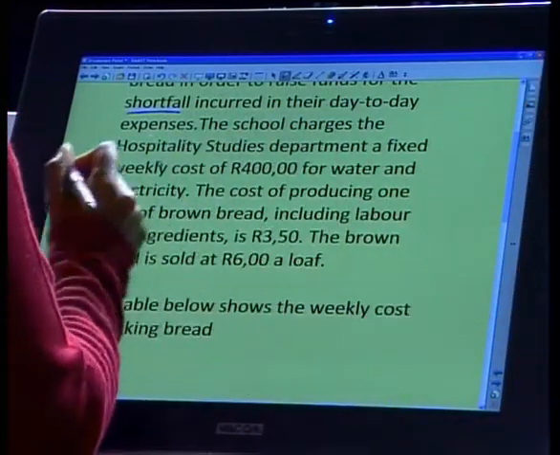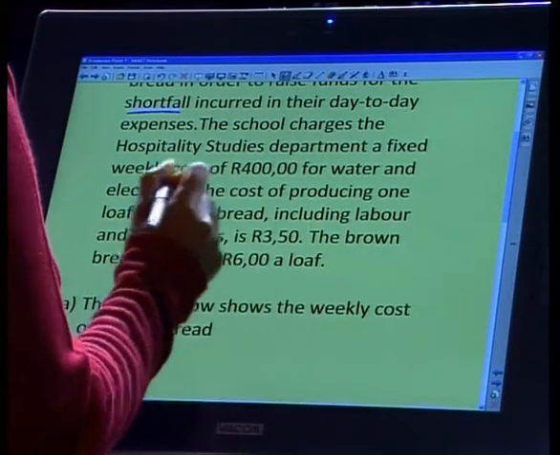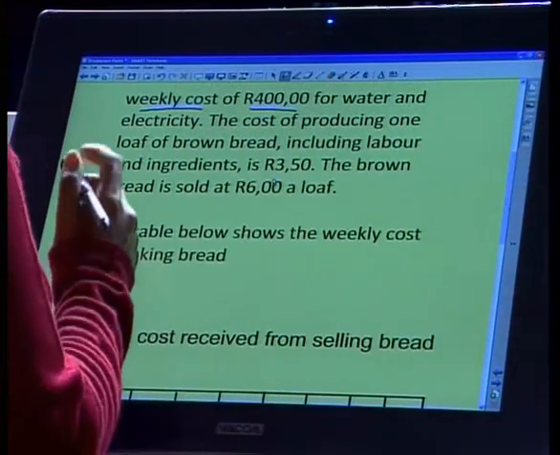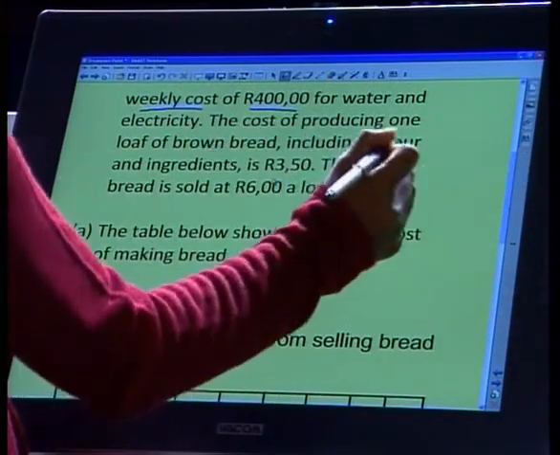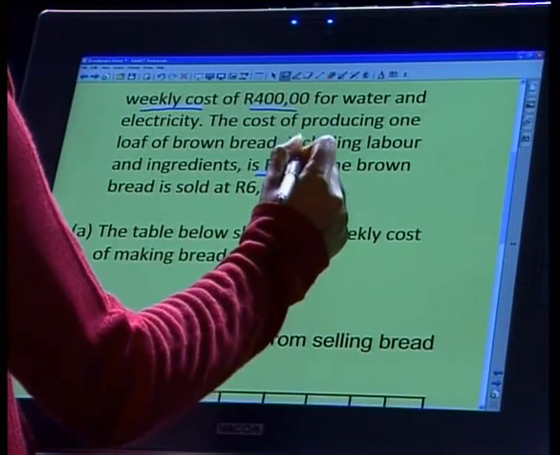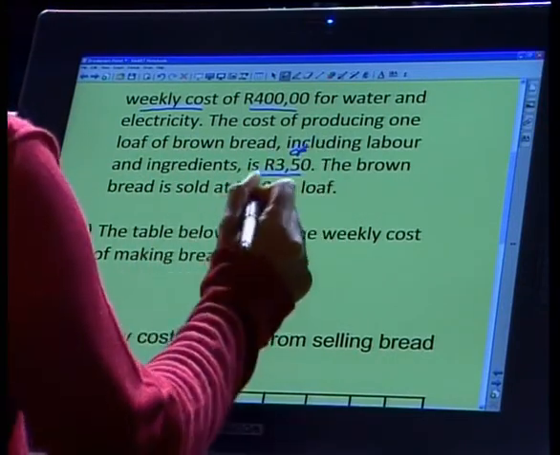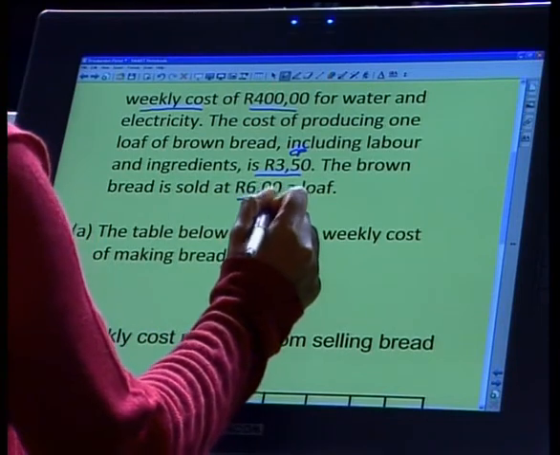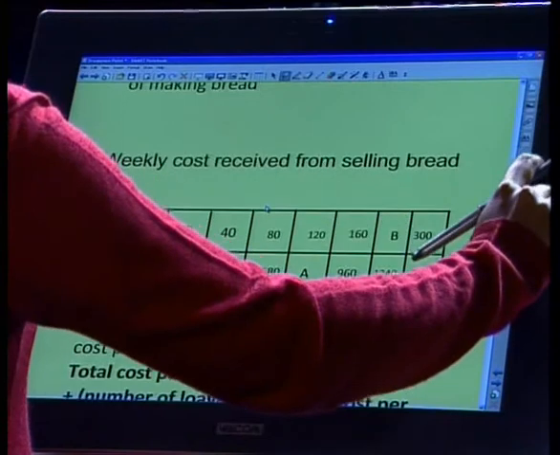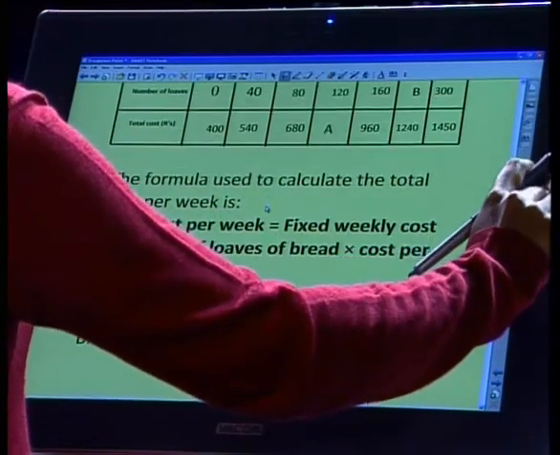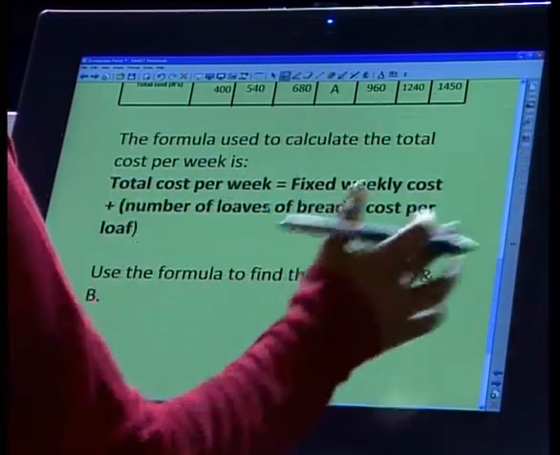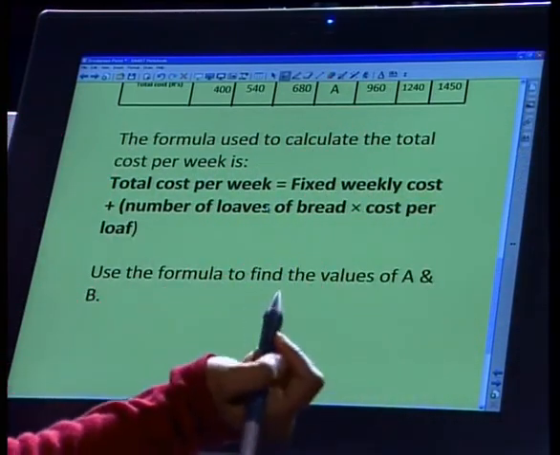The school charges the hospitality department a fixed weekly cost of 400 rand. And the cost of producing one loaf of bread, including labor, is 3.50 rand, so that's your cost price. The brown bread is sold at 6 rand a loaf, that would be your selling price. They then give you a table showing the weekly cost, and they ask you to find the values of A and B, and they give you a formula to determine the total cost per week.